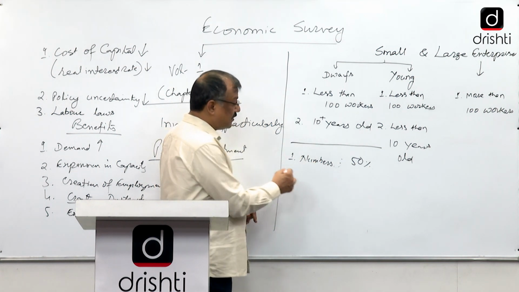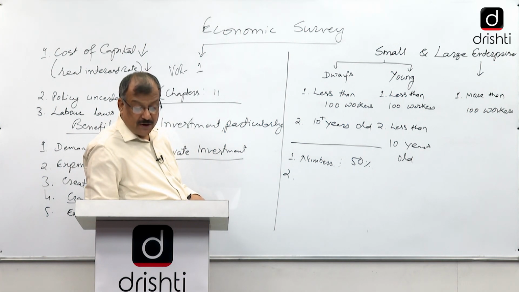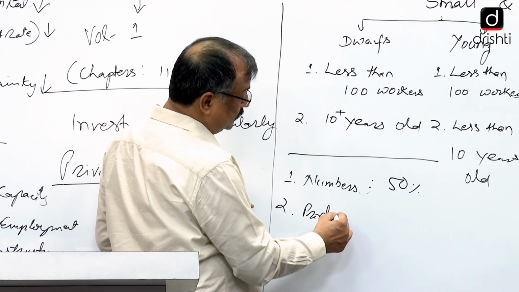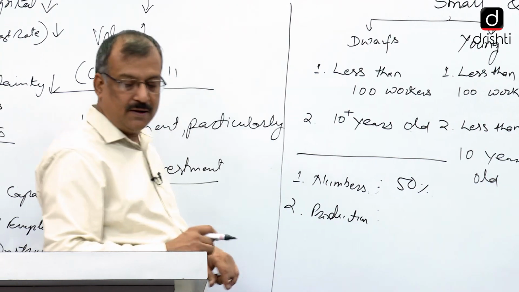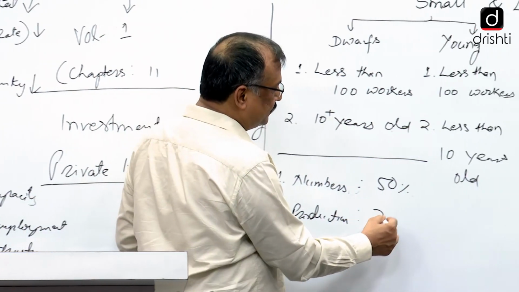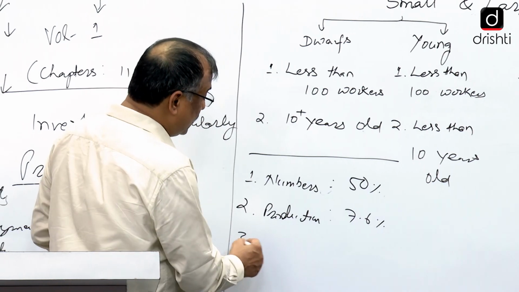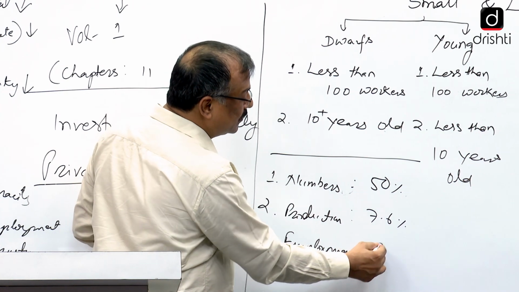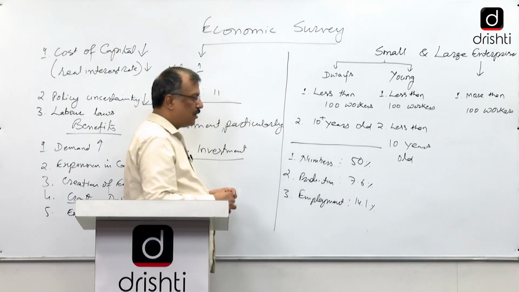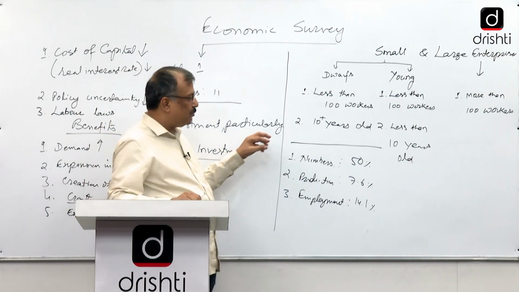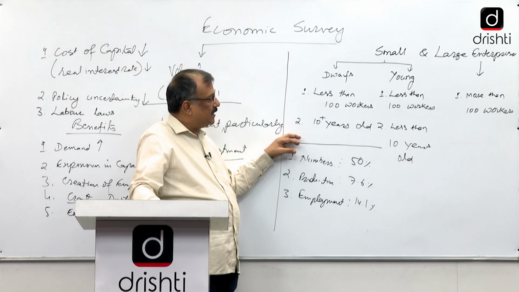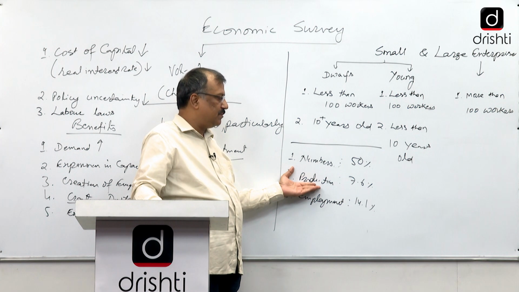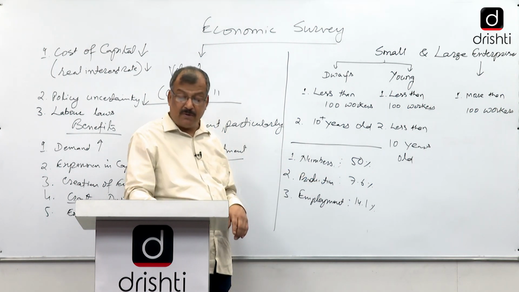But their contribution in manufacturing production is not proportionate. Their contribution is only 7.6%. And their contribution in total employment in the manufacturing sector is only 14.1%. So the observation is that though dwarfs dominate the manufacturing industries numerically, they have not been contributing to society through employment. They are not contributing much to the production sector through their value addition or production.